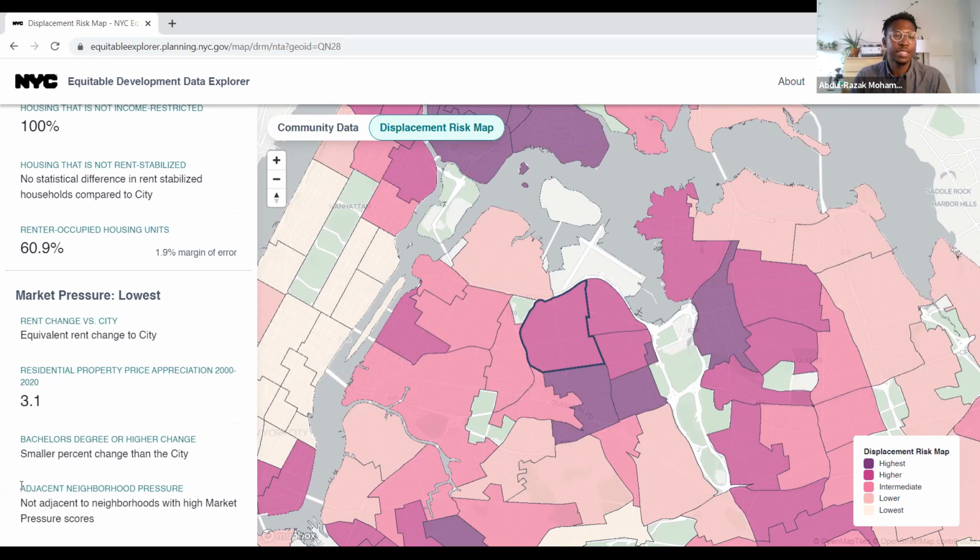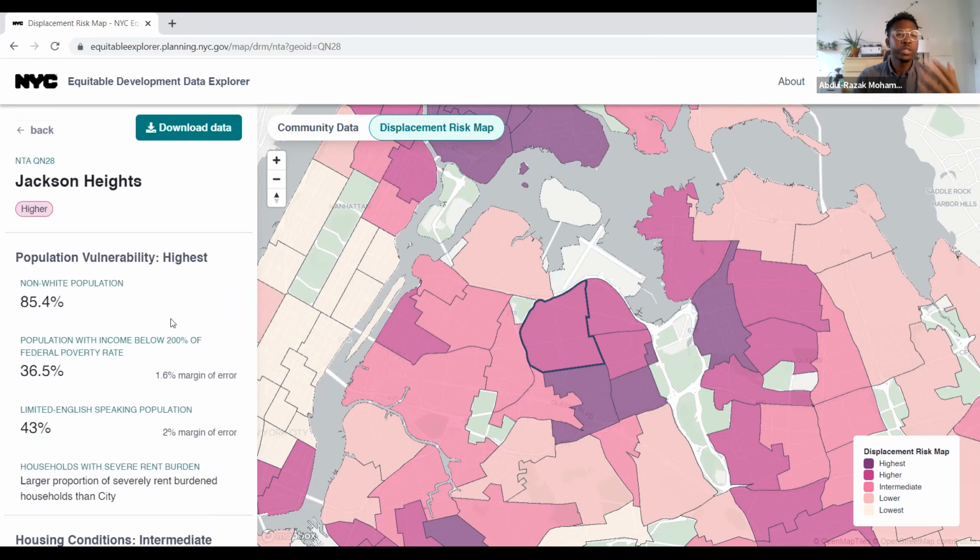And the last data point is the adjacent neighborhood pressure, which is a really helpful data point when you want to start thinking about the comparisons of neighborhoods and the experiences that they're having. In this situation, Jackson Heights does not have what is considered adjacent neighborhoods with high market pressure scores, which means that it does not have other neighborhoods nearby that are considered to be dealing with high levels of maybe developer speculation or dealing with high levels of other pressures, maybe in terms of who's moving in or the changes of rent and property prices that are occurring. So those are the three main factors in the data points that make up those factors within the displacement risk map.